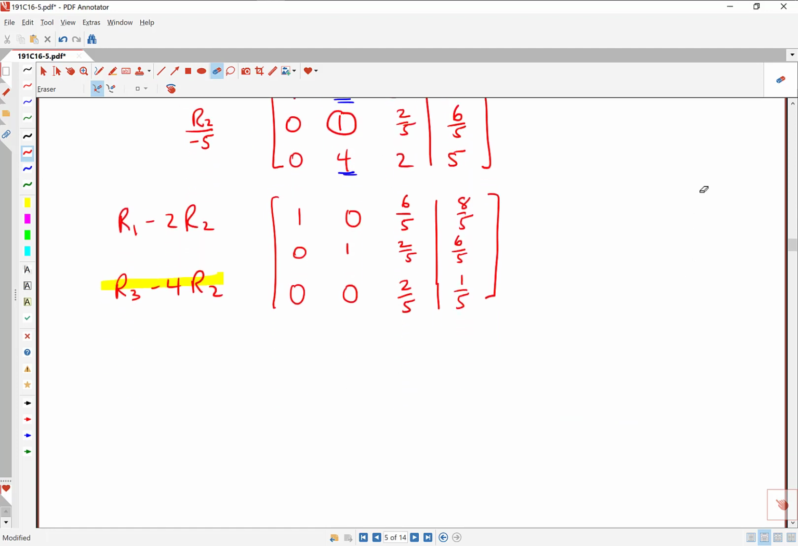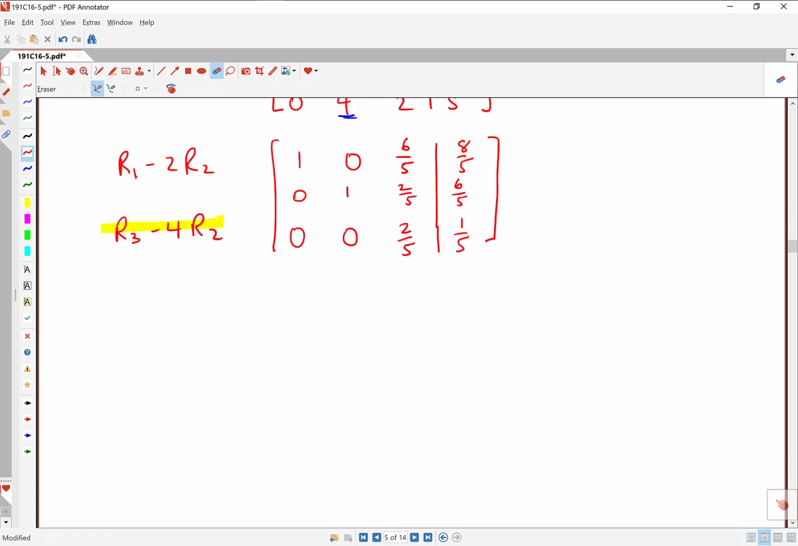So now we're just going to finish up with that third column. We want to create a pivot now in the bottom right position. So we would think about taking row 3. You'd be tempted to say row 3 divided by 2/5. But remember, when you divide by a fraction, that's like multiplying by the reciprocal. So you could say that's 5/2 times row 3. And that would give us 0, 0, 1.